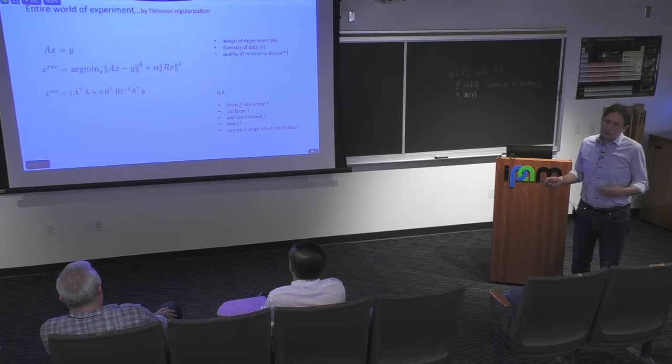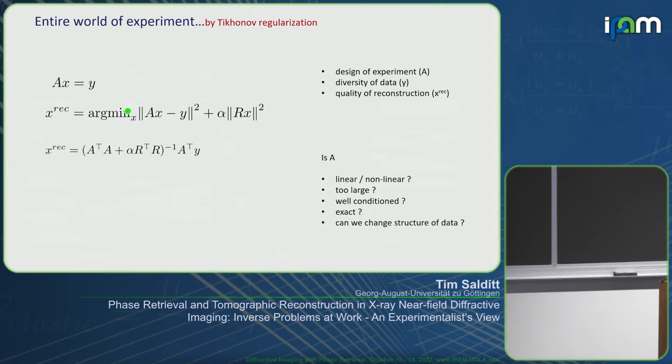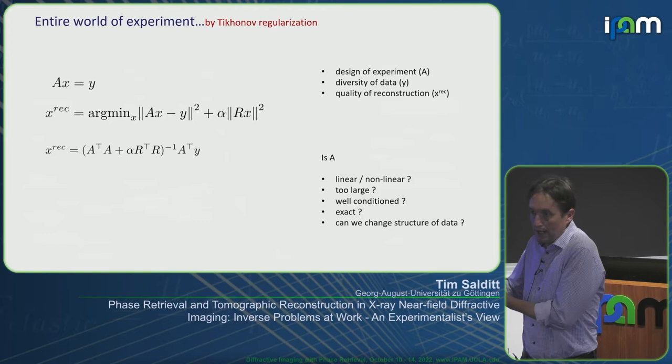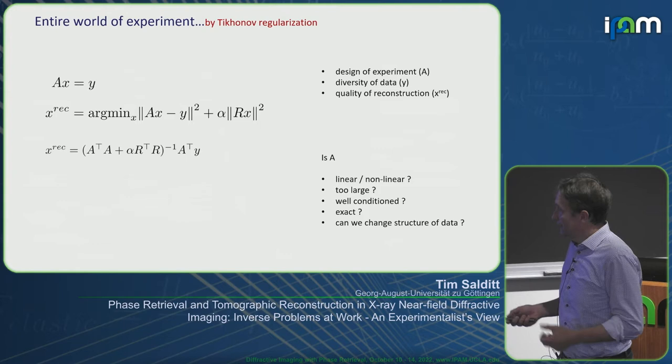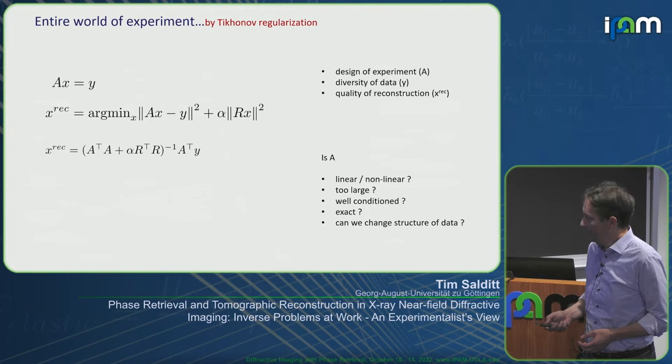And formally, if everything was linear and so forth, we could probably get a regularized reconstruction here, using the transpose and so forth of these matrices, both in the data fidelity term and the regularization term. But here's a large but: is the system matrix for any of the experiments that I showed you at all linear? Is it nonlinear? Of course, if it's nonlinear, can we sufficiently well linearize locally? Is it too large? Is it well conditioned, exact? And how can we change the structure of the data and of A? So a lot to design.